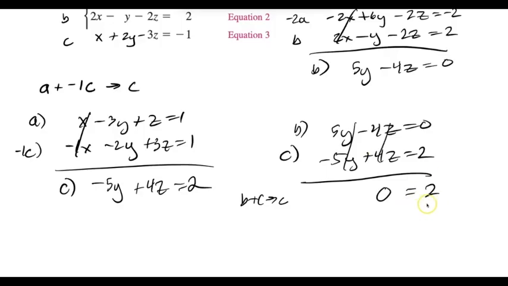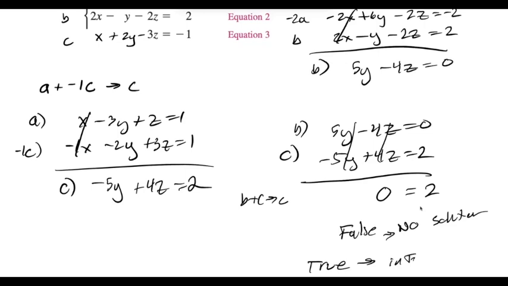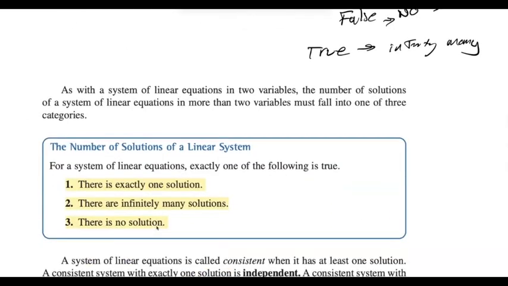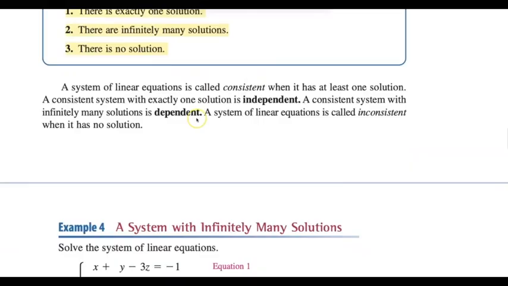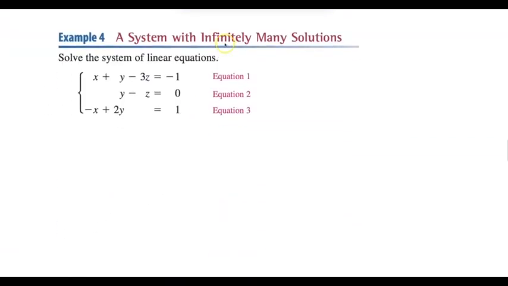Just like before, if you get a false statement, that's no solution. If you get a true statement, then it's going to be infinitely many solutions. Just like when you do equations of normal lines, you have exactly one solution, infinitely many solutions, or no solutions. It works the same way, whether it's 2 variables or 3 variables with 3 equations. Let's quickly look at one that's infinitely many, just because it's slightly different.